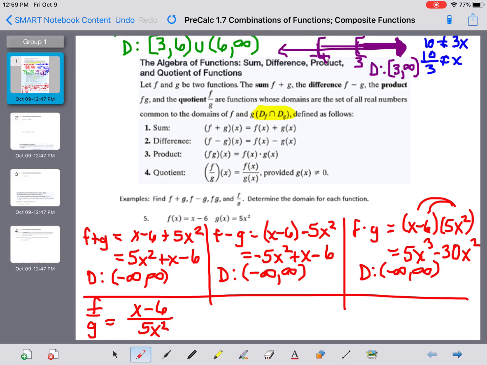What I need to be careful with my domain is I cannot let that denominator of 5x squared equal 0. Well, solving for x, I get x squared equals 0, 0 divided by 5 is still 0. Take the square root. x cannot equal 0. Okay, so my domain, I go from negative infinity to 0, cannot include 0, in union with 0 to positive infinity for my domain. All right, first one done. It's pretty simple. Let's go to the next example.